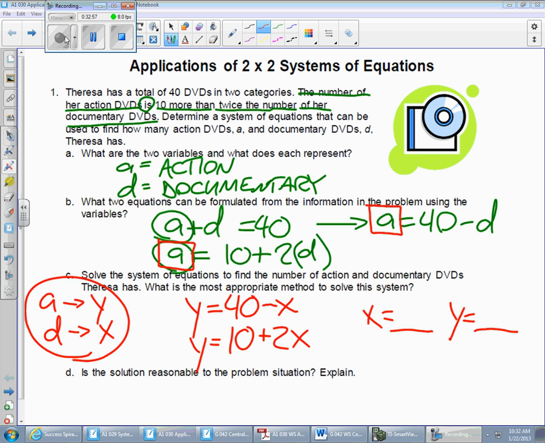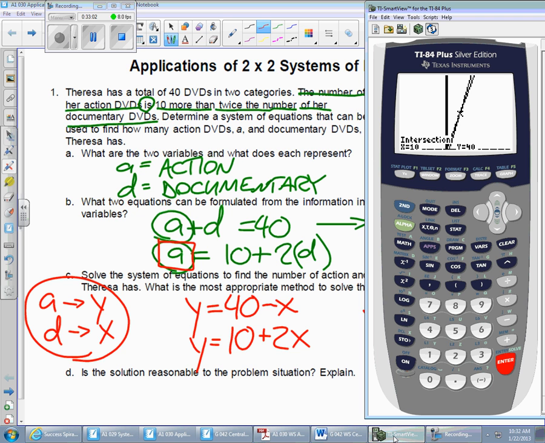All right, so let's see if we can program these two equations. I'm going to bring my calculator back up. First thing I'm going to do is fix my window, going back to Zoom Standard. Then I'm going to go back into my equation editor, y equals. Clear those equations out, and let's enter our new ones. 40 minus x and 10 plus 2x. Okay, so there they are.